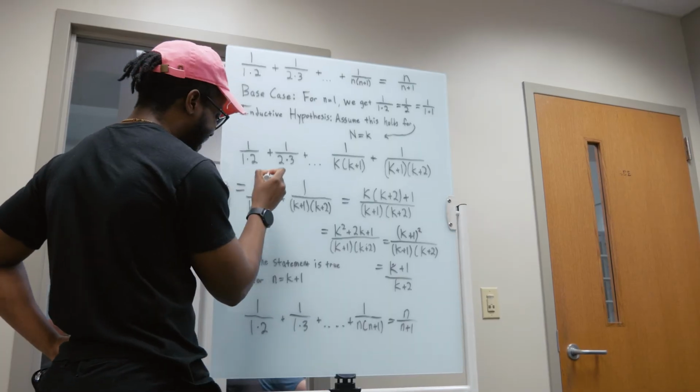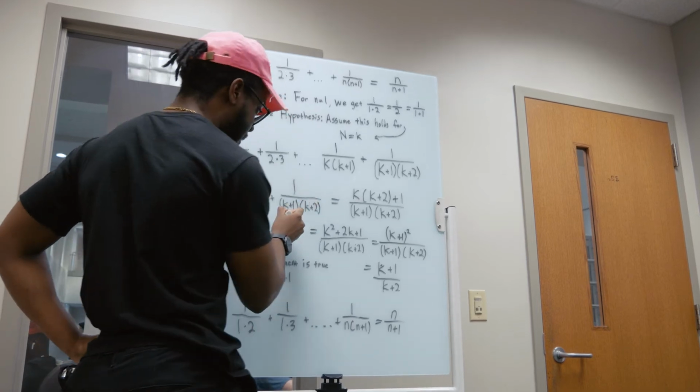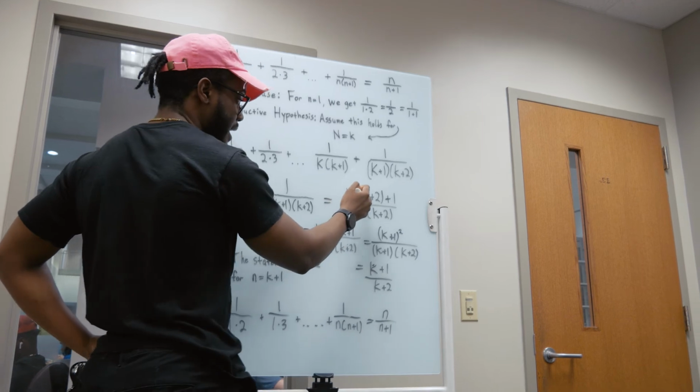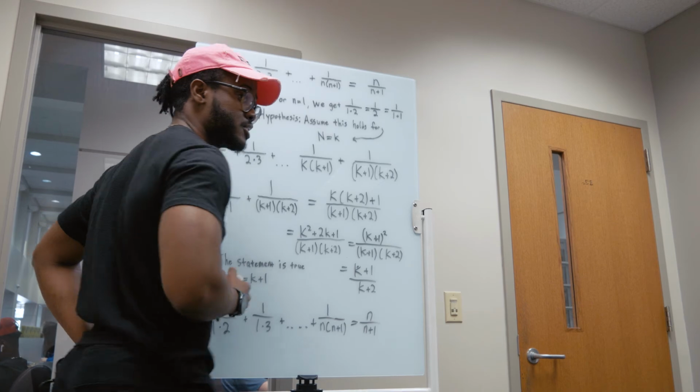I apologize, class. Okay, so equals k over k plus 1 plus 1 over k plus 1 times k plus 2. That's gonna equal k times k plus 2 plus 1 over k plus 1 times k plus 2. Now, Brandon, do you know what comes next?